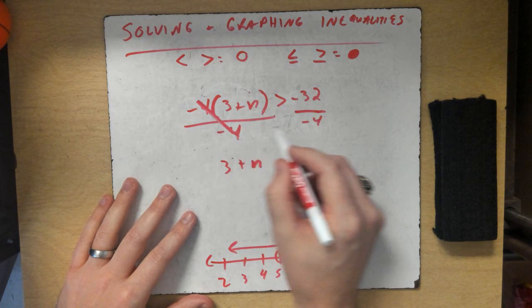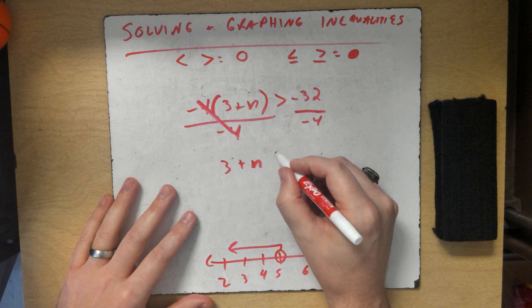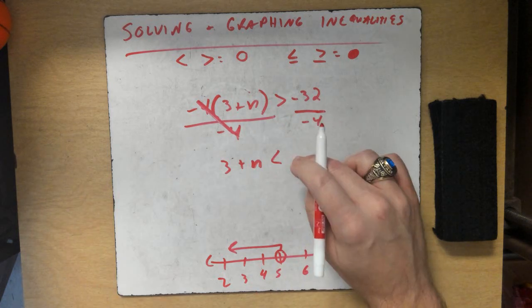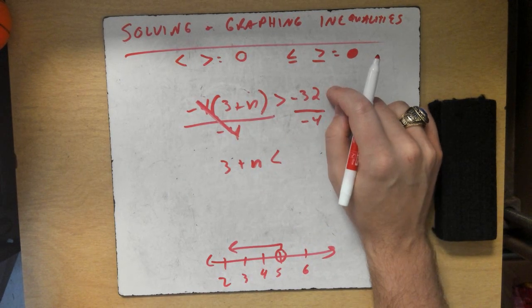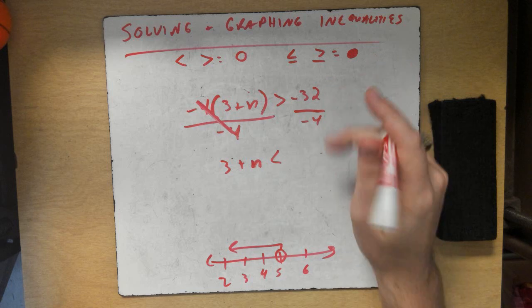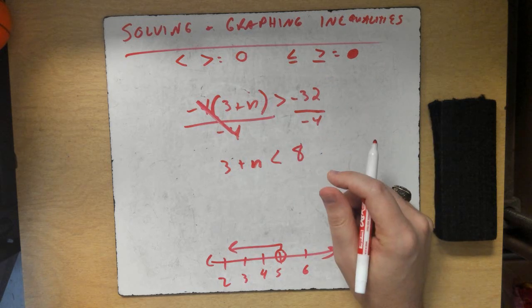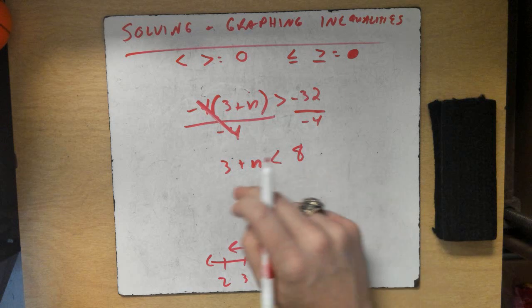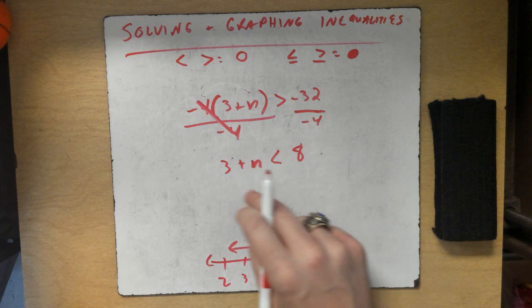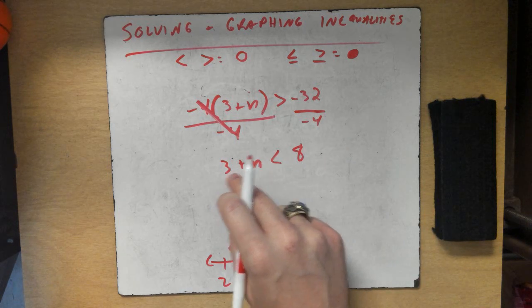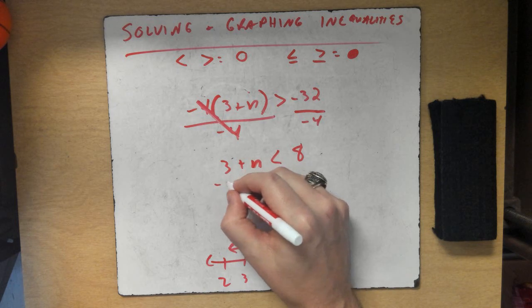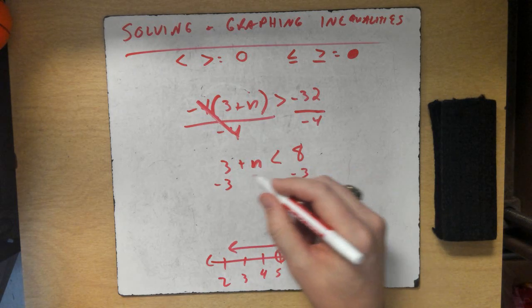Now look, because we divided by negative 4, go ahead and flip the symbol right now. Before we go any farther, flip it now, okay? We divide negative 32 by negative 4, and that gives us a positive 8. And now we have 3 plus n is less than 8. Go ahead. What's being done with 3 is being added. It's positive. We need to do the opposite and subtract on this side.